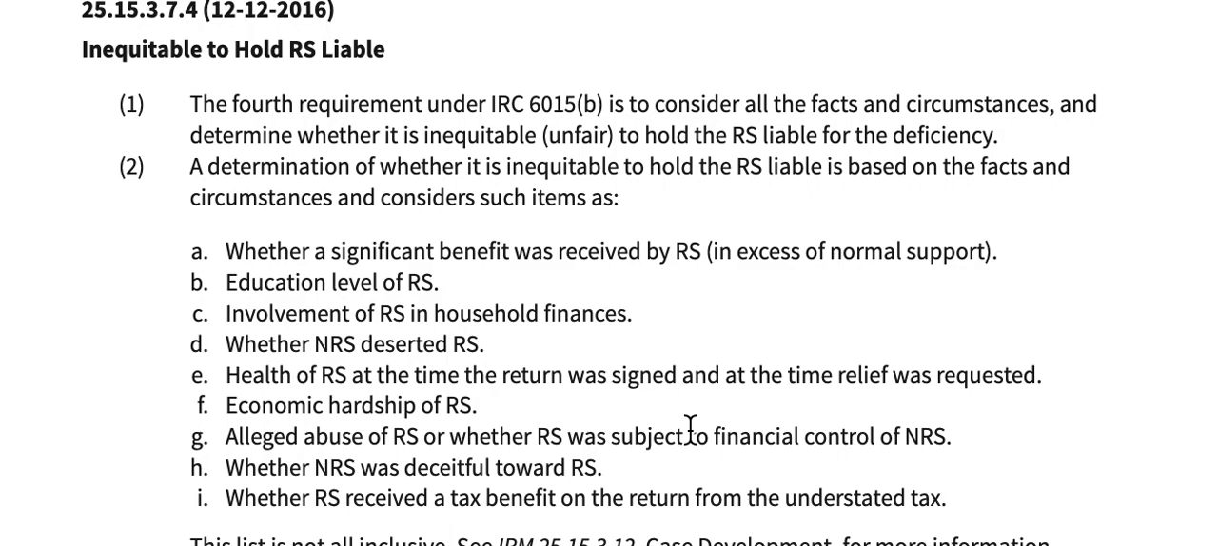Whether the other spouse deserted the requesting spouse, the health of the requesting spouse, economic hardships, whether or not there was deceit or lying, deception involved, whether or not there was abuse, whether the requesting spouse received a tax benefit. All of these things will be kind of evaluated. And there's parts of the Internal Revenue Manual that go step by step for the examiner to make their own decisions.